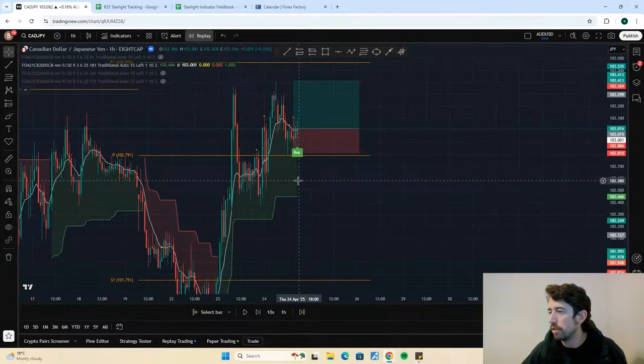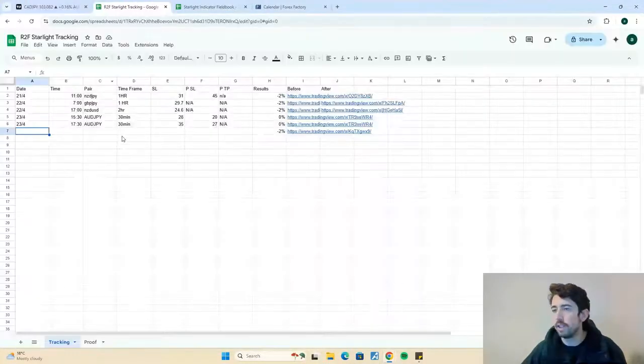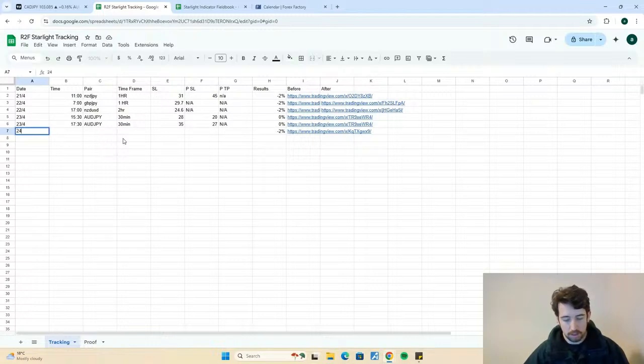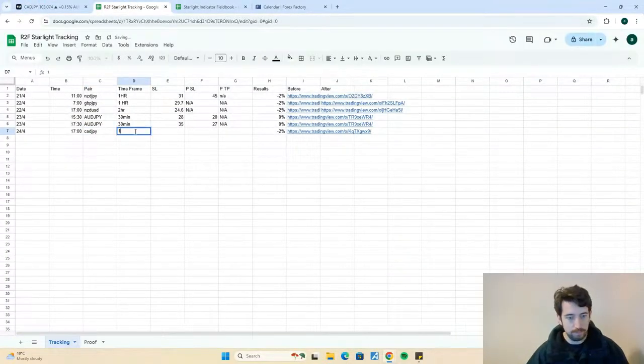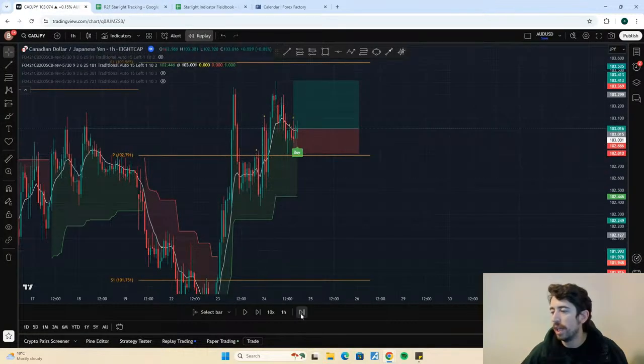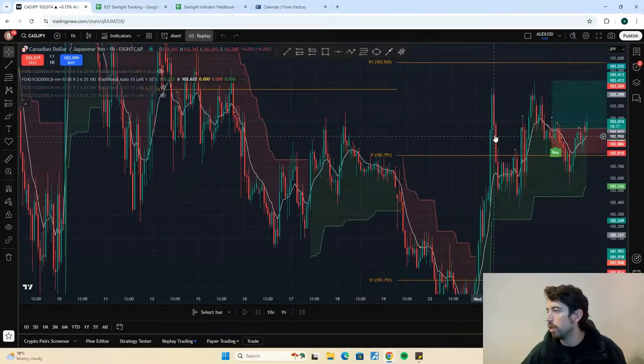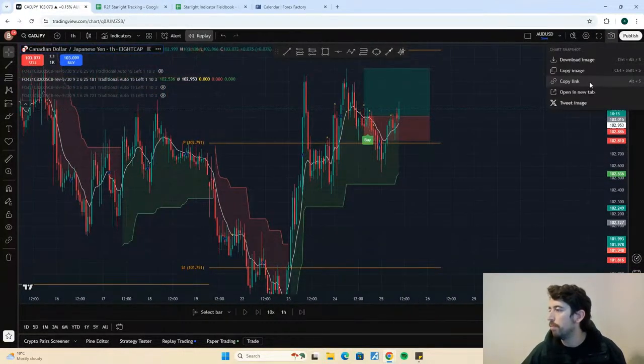23.4. So, no, sorry. 24th at 1700. 24th of the 5th. 1700. So on CAD JPY, I believe it's on the 1 hour. Yep. 1 hour, stop loss to make it work. It just doesn't work. It doesn't work in any way, shape, or form.